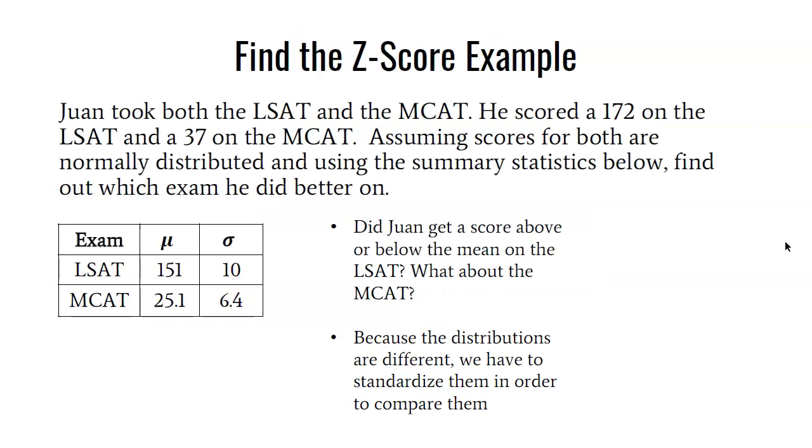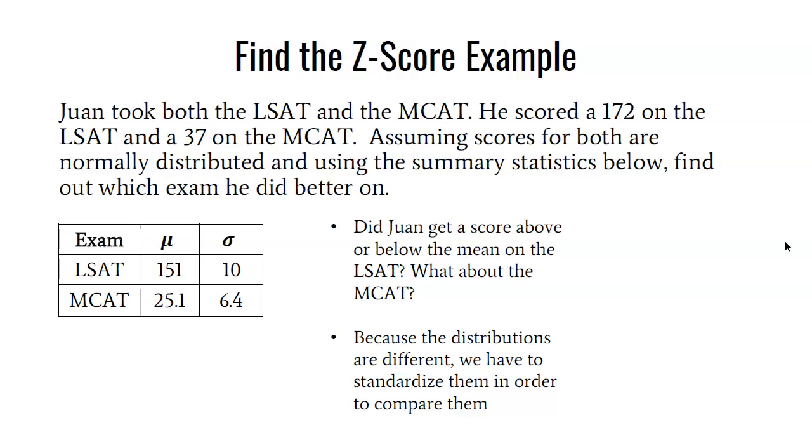Okay, so let's do an example. Let's say that Juan took both the LSAT and the MCAT. He scored a 172 on the LSAT and a 37 on the MCAT. Assuming scores for both are normally distributed, and using the summary statistics below, find out which exam he did better on. So you might think, well, he got a 172 on the LSAT. That's definitely better than the 37 on the MCAT. But these are on different scales, right? We do not have enough information with the raw scale.